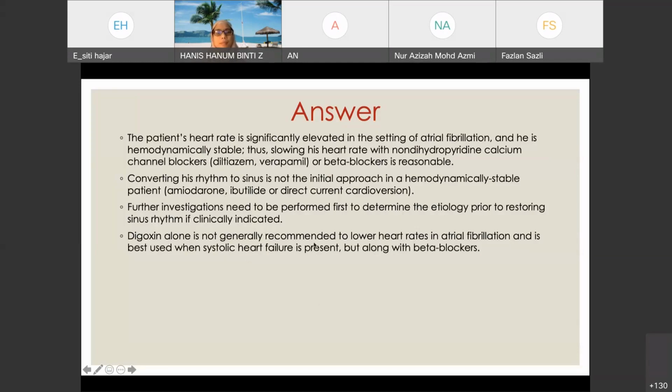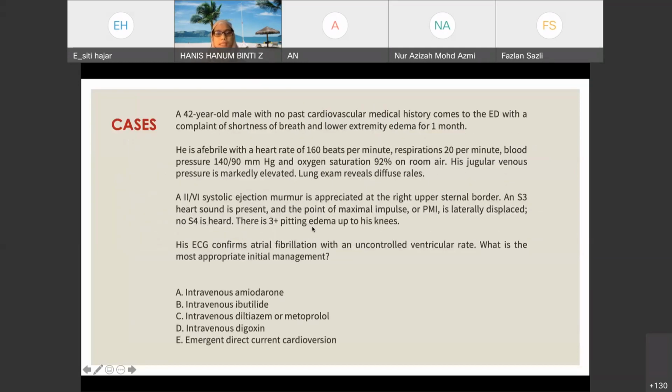So maknanya kita nampak macam patient tu stable, tapi dia ada sikit-sikit signs and symptoms of heart failure, but we don't have objective parameters. For example, dia punya left ventricular ejection fraction kita tak ada value dia lagi. Katakanlah ada value dia, tulis ni, patient is in the decompensated heart failure state and his ejection fraction is 30%. Then answer C ni salah lah.